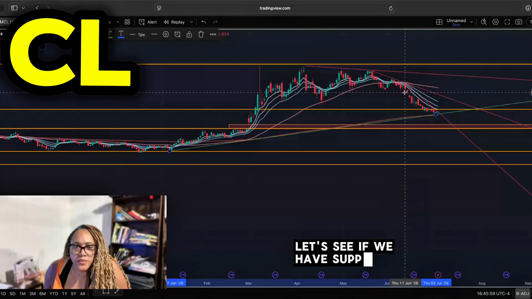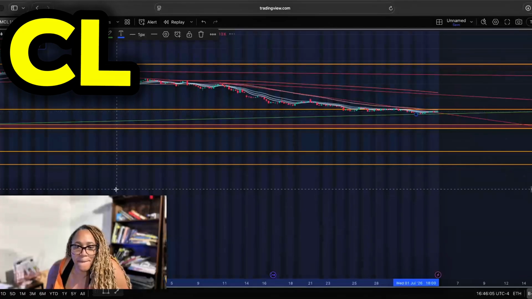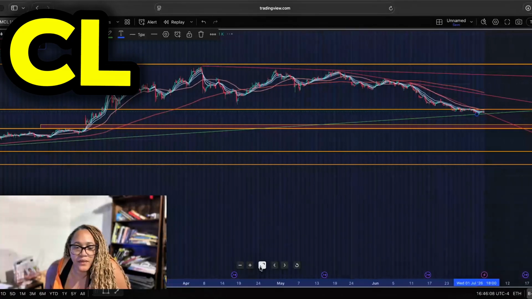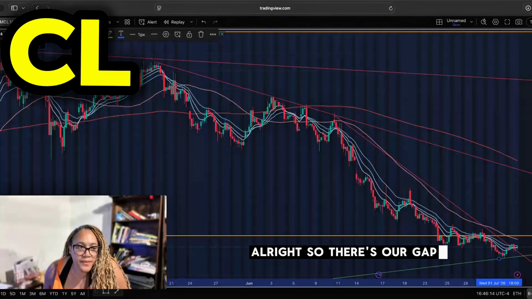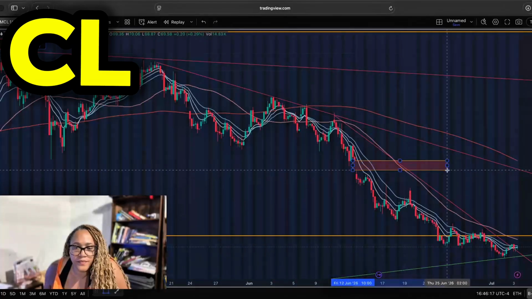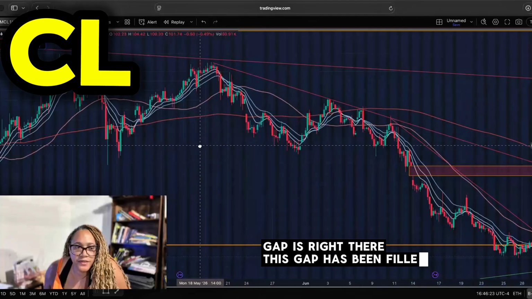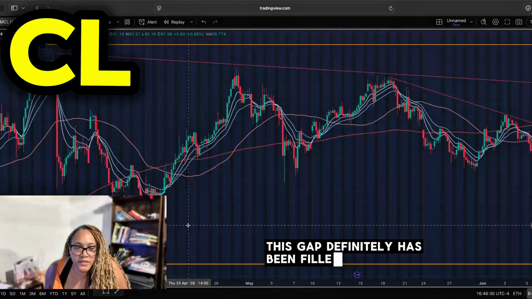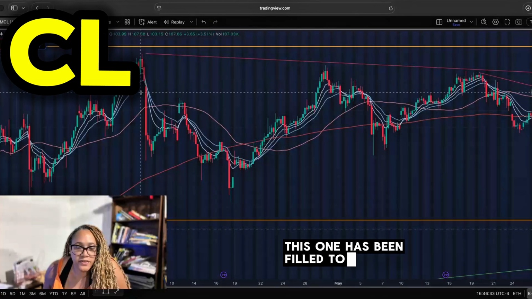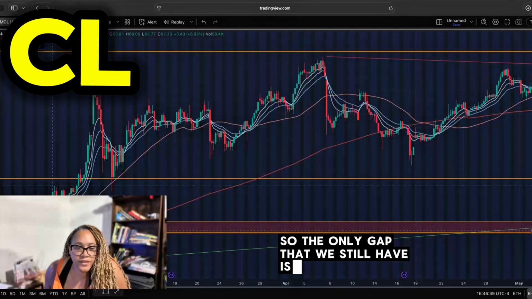Let's see if we have support. Let's go down to the 4 hour. Sometimes I hate when we have all those extra lines here. All right, so there's our gap. Gap is right there. This gap has been filled. This gap has been filled. This gap definitely has been filled. This one has been filled too. So there's that one. So the only gap that we still have is this one.